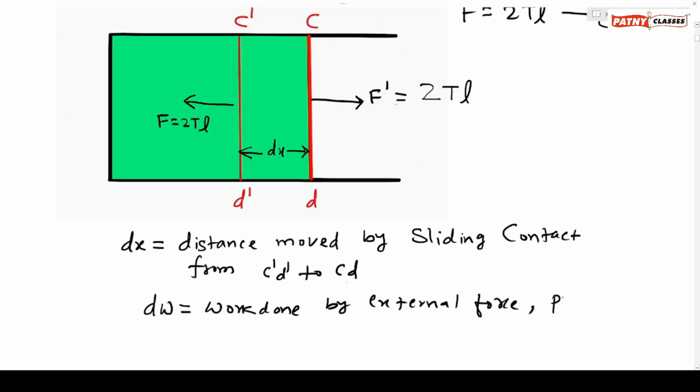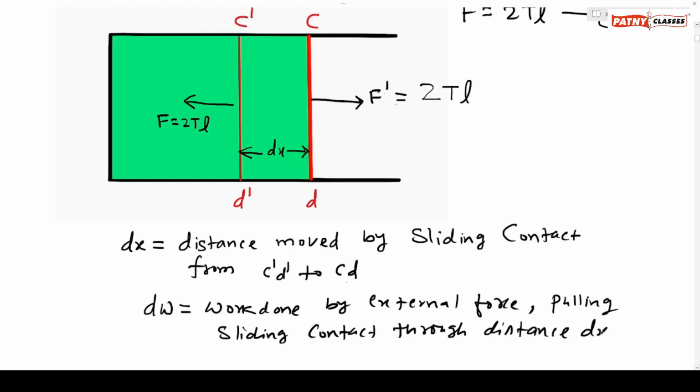So pulling the CD, pulling the sliding contact through distance dx, we are pulling such that the film is not broken. This is an important condition. If the film is broken, then the story is over. There is no story. The story will remain as long as you are pulling the sliding contact and the film remains unbroken.